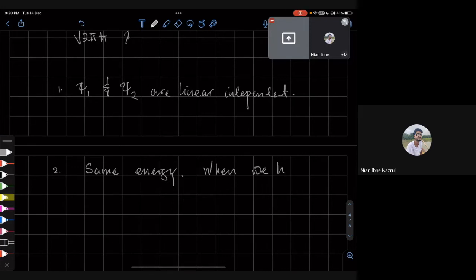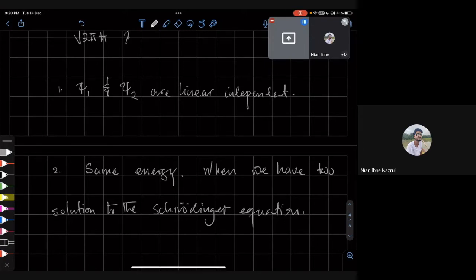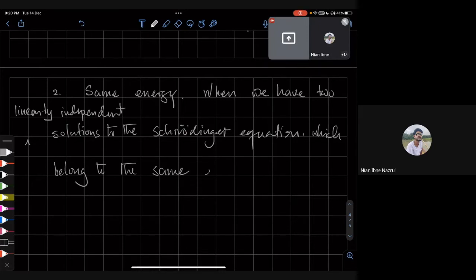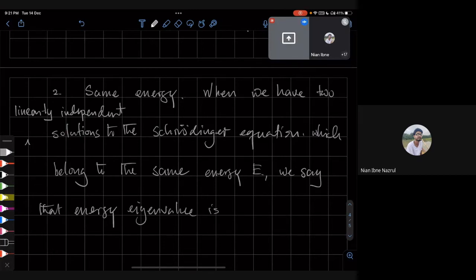When we have two linearly independent solutions to the Schrodinger equation, which belong to the same energy, E, we say that the energy eigenvalue is degenerate.